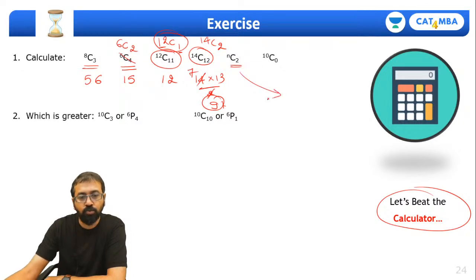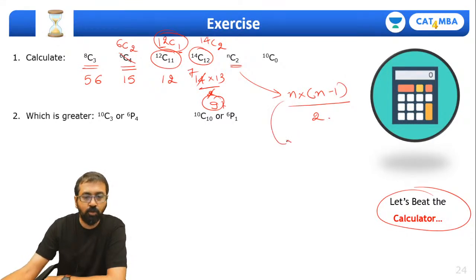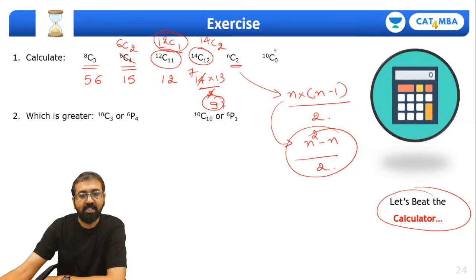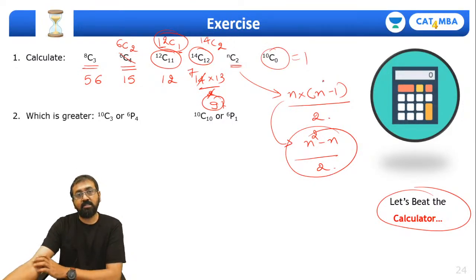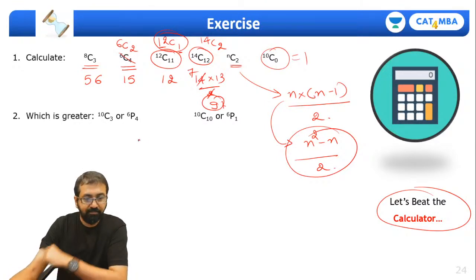nC2. Now how to simplify this nC2? So write n 2 steps backward, n into n minus 1 divide by 2 factorial. Further, if you want to simplify, so this can be (n square minus n) whole divided by 2. So this is how you had to write. And 10C0 is equal to 1. So these are certain points that you had to remember.